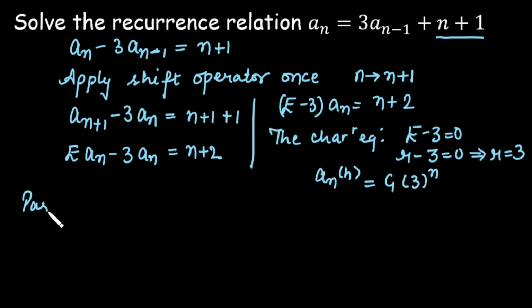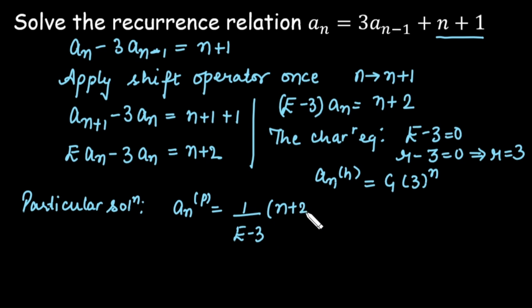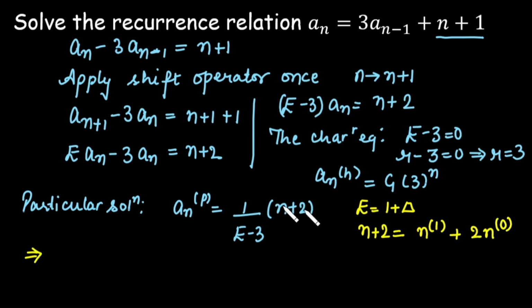For particular solution, we will take the operator form on the next side. That is, from here we can write y_n is equal to 1 upon E minus 3 into n plus 2. The first step is replace E with 1 plus delta and write n plus 2 in a factorial polynomial. What is a factorial polynomial of this? So n is replaced by n raised to power 1 plus 2 times n raised to power 0 factorial polynomial. Plug in these values here.